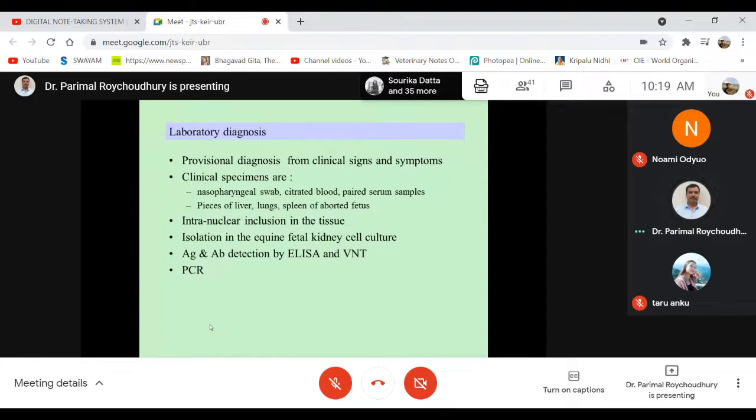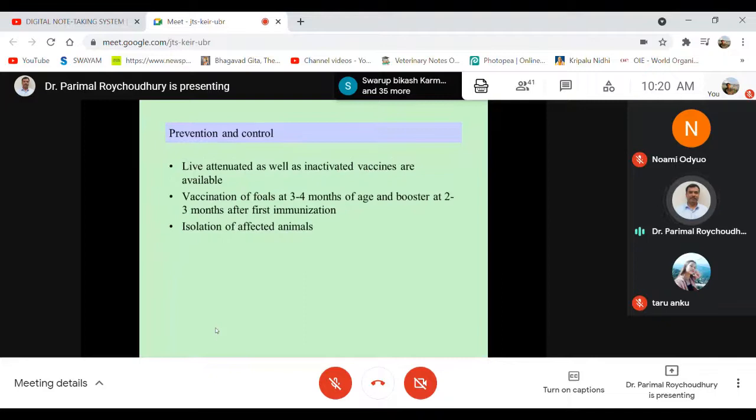That's the equine rhinopneumonitis and abortion condition caused by this herpes virus. So coming to the control and prevention, effective vaccines are available, and these vaccines are basically made with the live attenuated as well as inactivated. The same logic here, the live attenuated are preferred in non-pregnants, inactivated are preferred in the pregnant. So they can give very good protections against this infection.